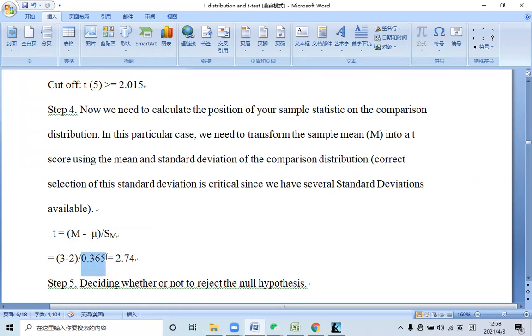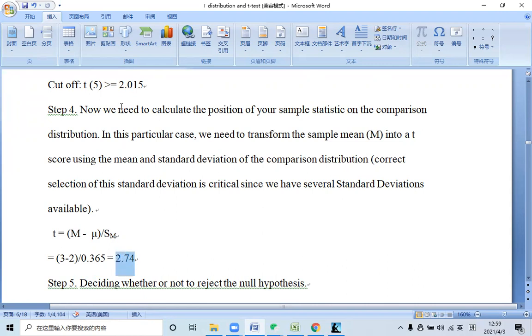And you divide it by the standard deviation. This is the estimated standard deviation about the population of average parents. And this estimation is also based on the sample of 6 people you measured. It has the same structure as the z-score. And your result is 2.74.